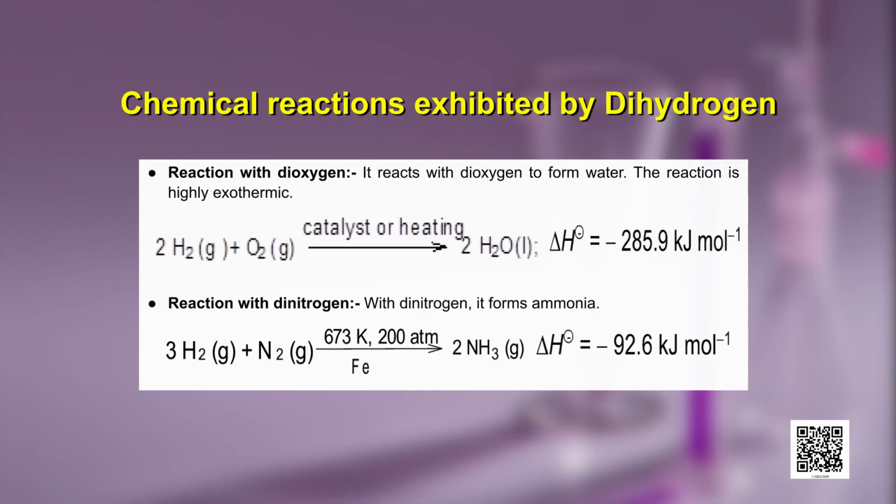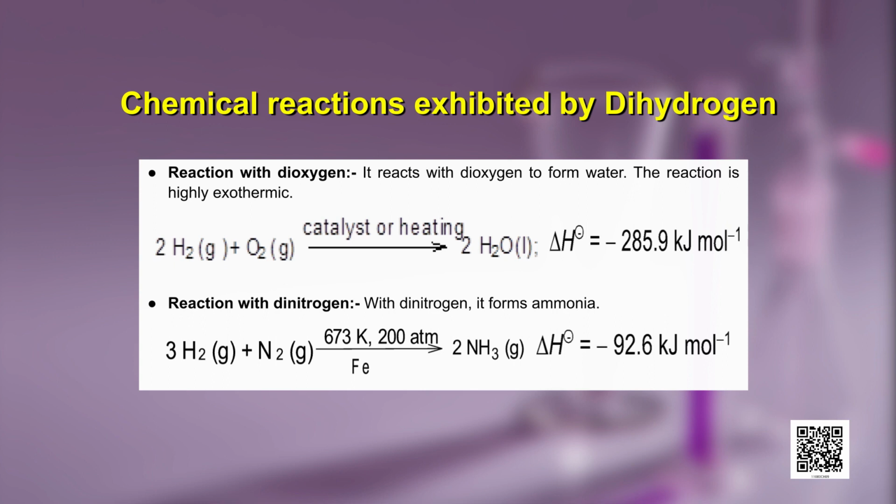The second reaction is reaction with dioxygen, and hydrogen reacts with dioxygen to form water. The reaction is highly exothermic, and you know that it requires a catalyst or heating. Hydrogen and oxygen combine to give you water, and the enthalpy change for this reaction is minus 285.9 kilojoule per mole. Next, reaction with dinitrogen.